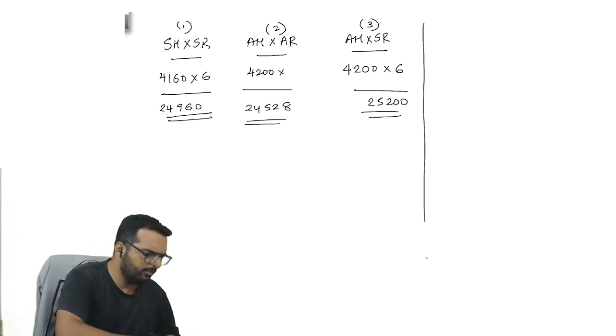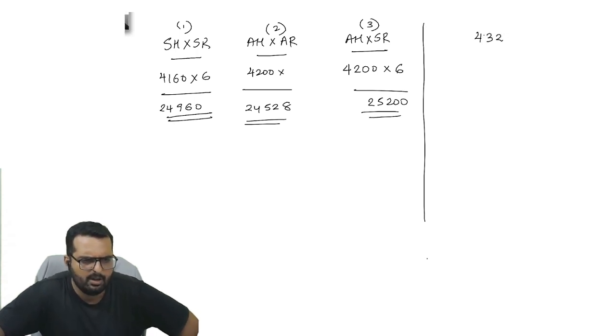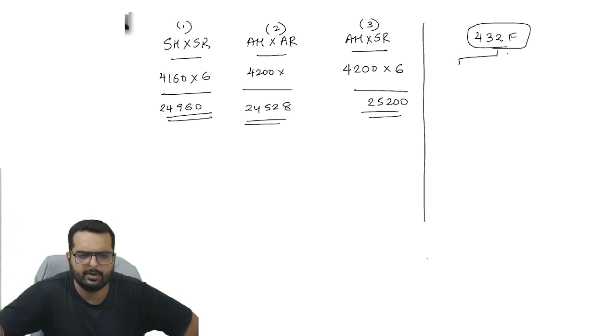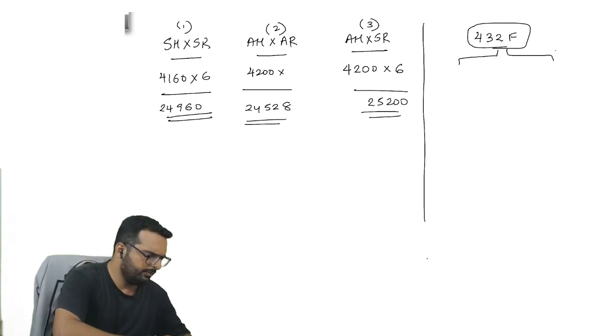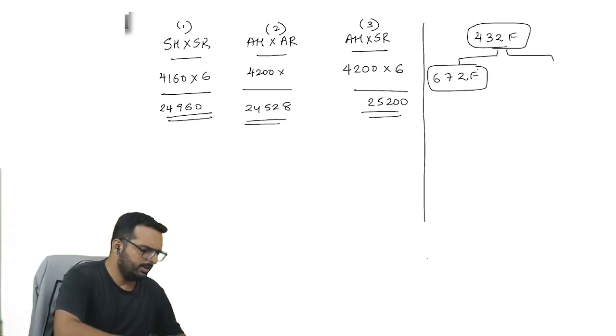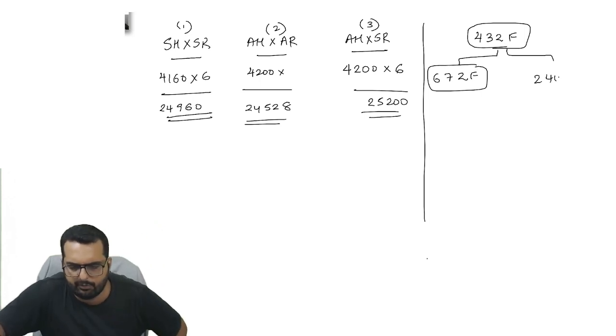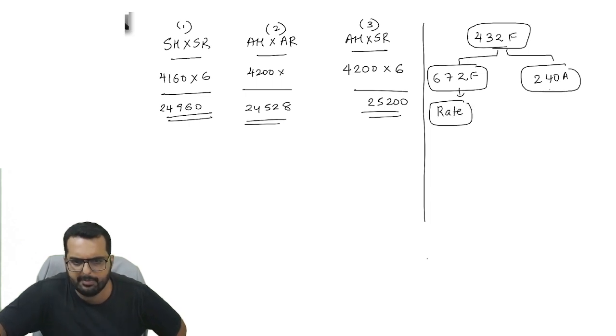24,960 minus 24,528. Total loss is turning out to be 432. I think it is favorable, right? It is still favorable, correct? What about 25,200 minus 24,528? Do I get the answer as 672 favorable over here? Okay. And the last one, 24,960 minus 25,200, I will get the answer as 240 adverse. This is what we call the rate variance. This is what we call the efficiency variance.